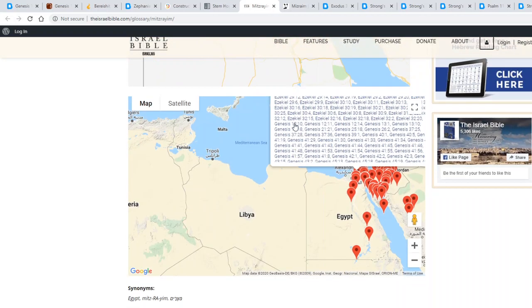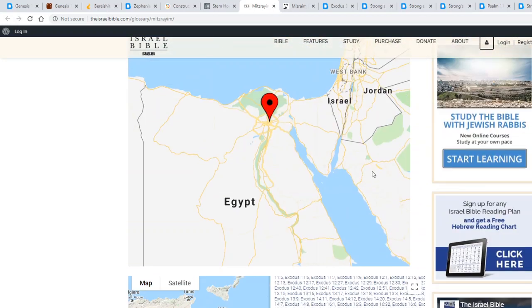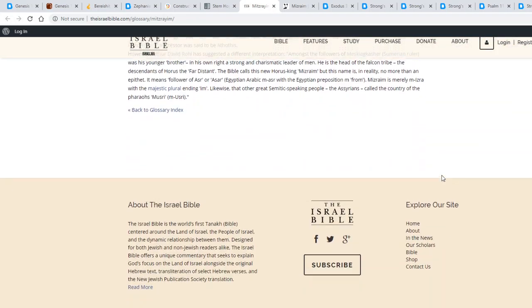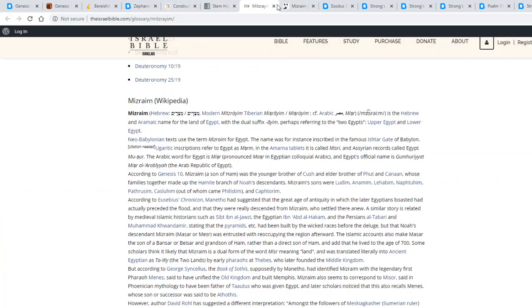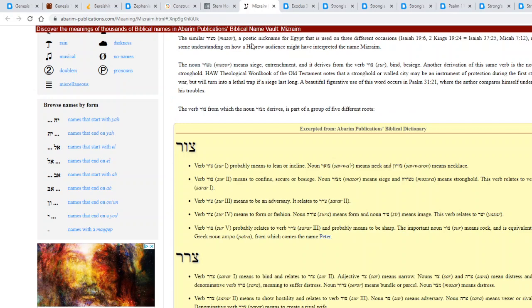Okay, so I wanted to show you the map there, and you can look up what they say about Arabic and other languages and stuff for yourself.